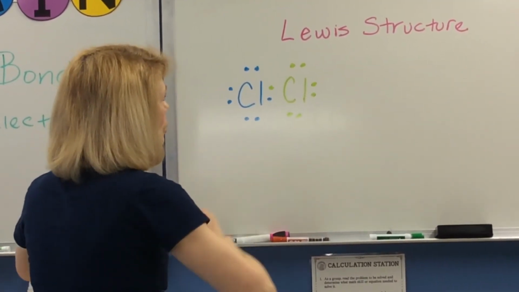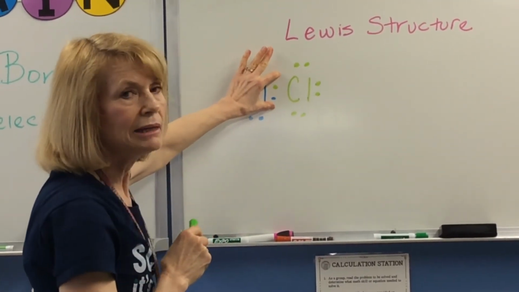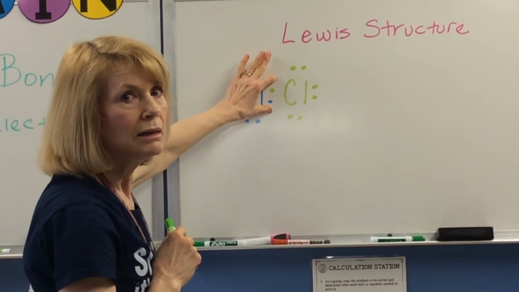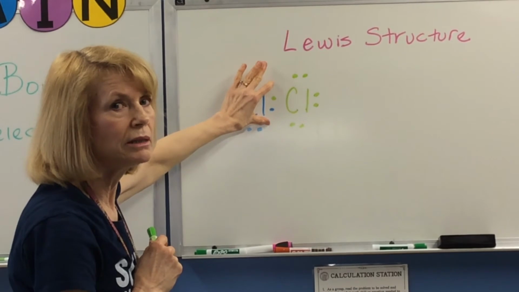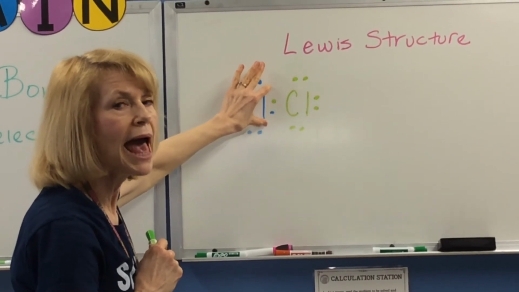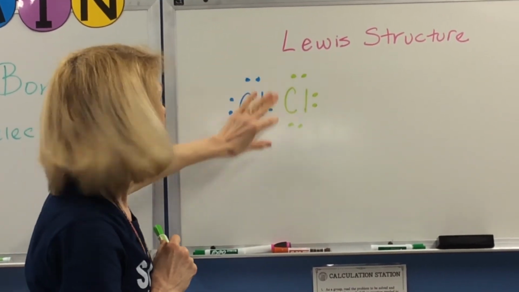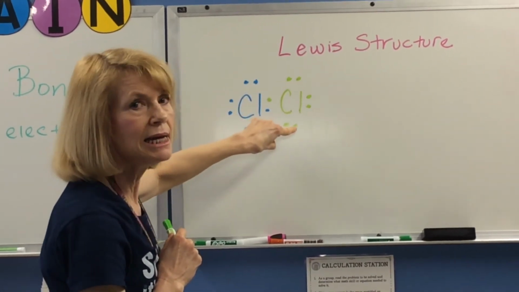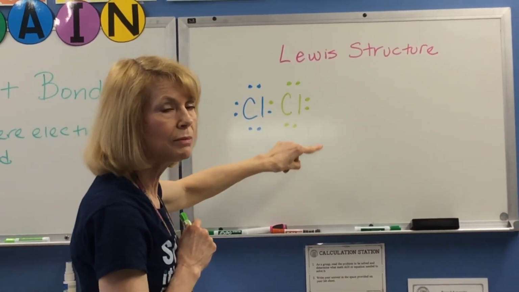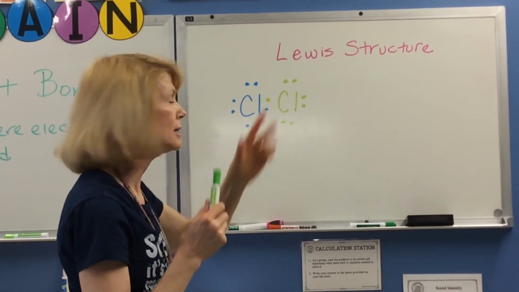But these 2 chlorine atoms form a covalent bond, sharing these 2 electrons. And remember, if they're shared electrons, they count for both atoms. So this chlorine has 8, this chlorine has 8. They both follow the octet rule. They're both stable, both happy.